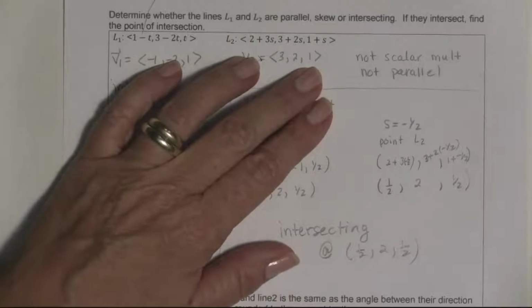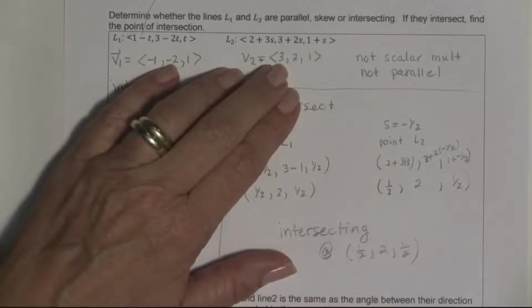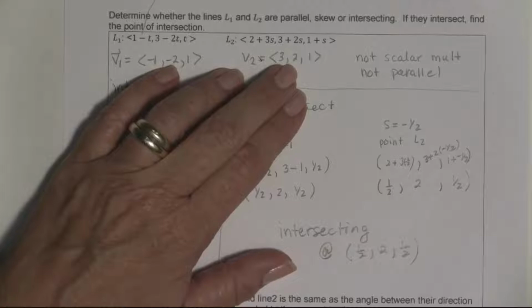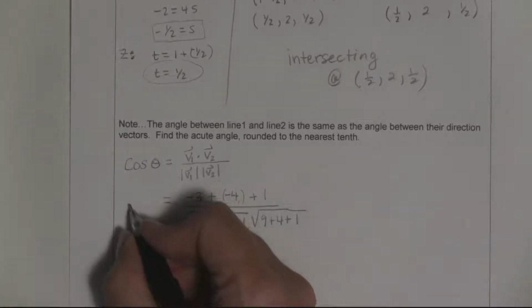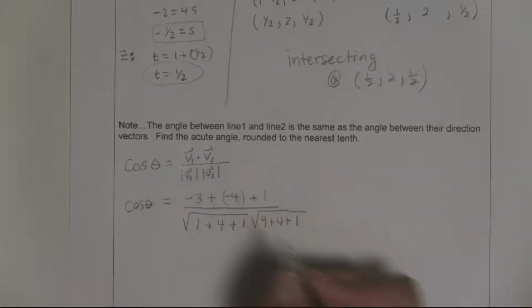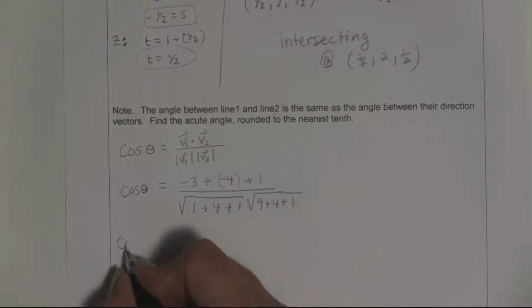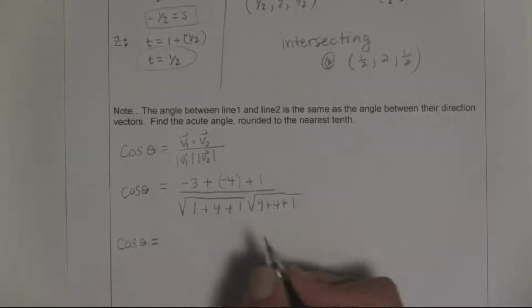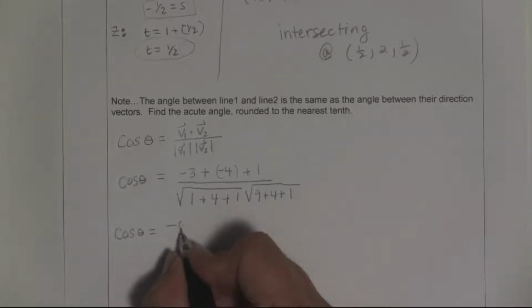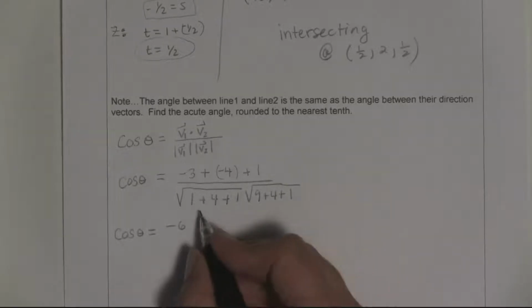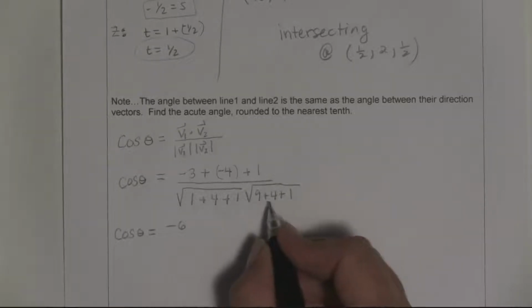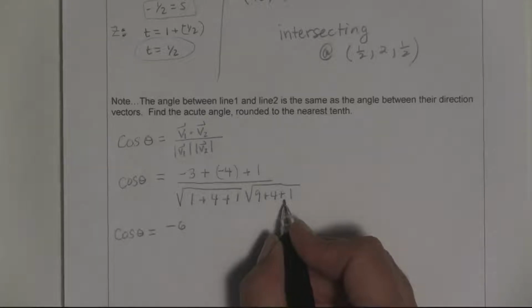And we're going to do the same for V2. So we're going to square this, that's 9. We're going to square that, that's 4. And we're going to square that, and that's 1. And so we get this for our cosine of theta. And so when the dust clears here, we get the cosine of theta equals, in the numerator there, negative 6. And in the denominator here, the square root of 6 and the square root of 14.